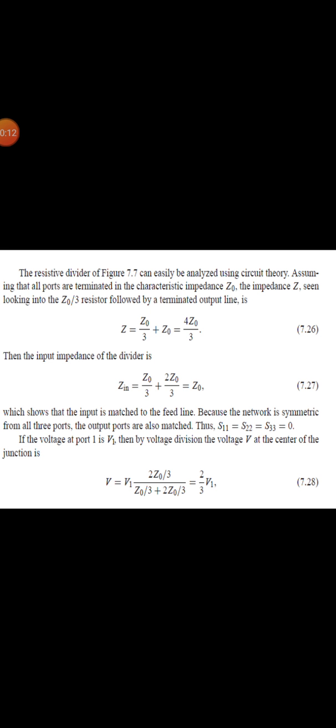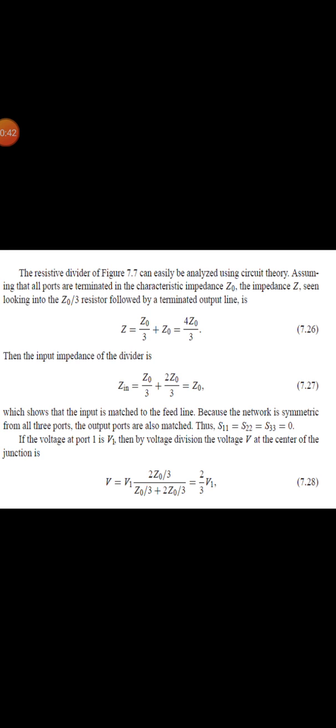The resistive divider can be easily analyzed using circuit theory, assuming that all ports are terminated in the characteristic impedance Z0. The impedance Z seen looking into the Z0/3 resistor followed by a terminated output line is given by Z = Z0/3 + Z0, that is 4Z0/3. Then the input impedance of the divider Zin = Z0/3 + 2Z0/3, that is equal to Z0, which shows the input is matched to the feed line.